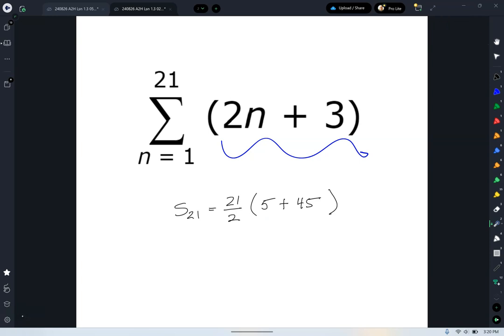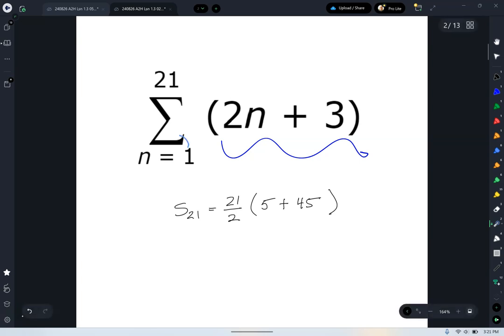Right. And what's the last term number going to be? What term number is the last one in the sequence? 21. Plug it in. What's 21 times 2? 42 plus 3. That's where the 45 comes from. Which is why it's really helpful to use the first term and the last term.